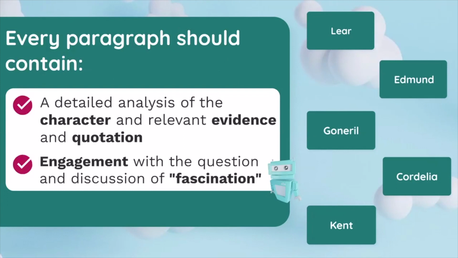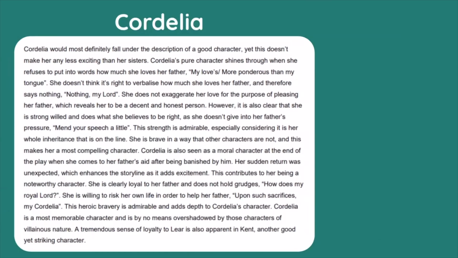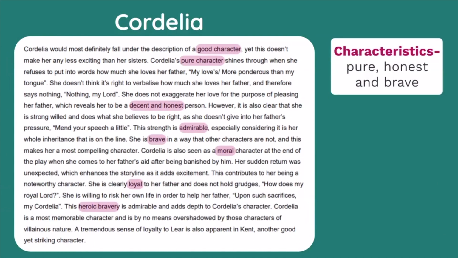Now we move to our virtuous characters, who are Cordelia and Kent. So Cordelia, again, lots of quotation and lots of description of her characteristics. She's pure, honest, brave, decent, admirable, moral, loyal, heroic. Okay, so lots of variety there as well, but all very positive. She's certainly one of the virtuous characters.